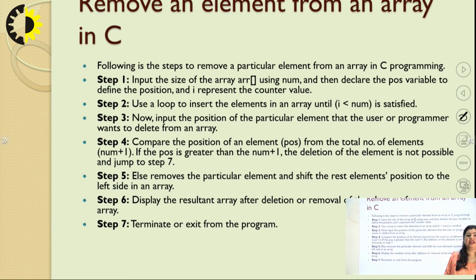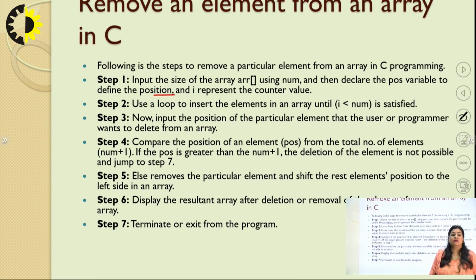Now remove n elements from an array. Here are the steps for removing elements from the array. First of all, take the input size of the array as number, and then declare the position variable to define the position, and i represents the counter. That means we define the position at which we want to delete the element. Then apply the loop and insert the elements in the array until i less than number is satisfied.